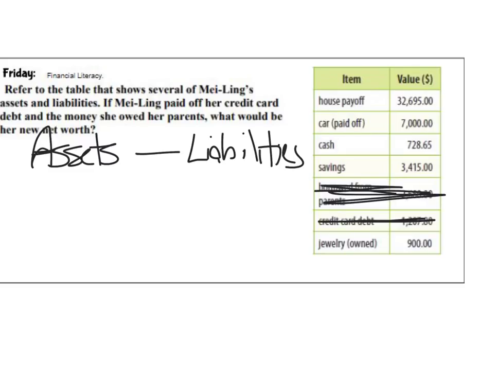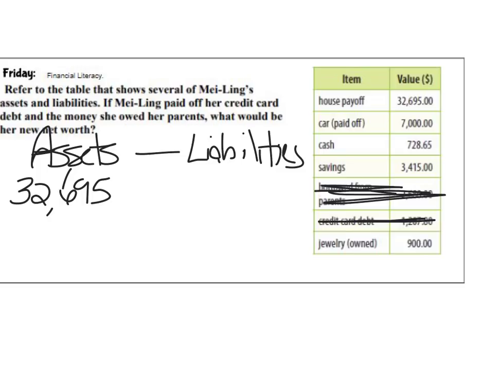Look to see what she owes and look to see what she has. So the assets are anything that she has. If the house is paid off, does that mean that she still owes on that, or that's the value of the house? That's the value of the house. So we're going to go ahead and write $32,695. Okay, so that's an asset.